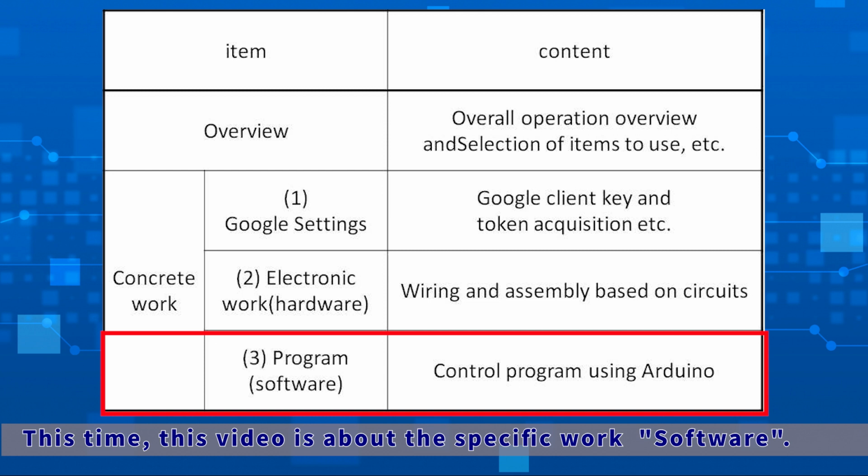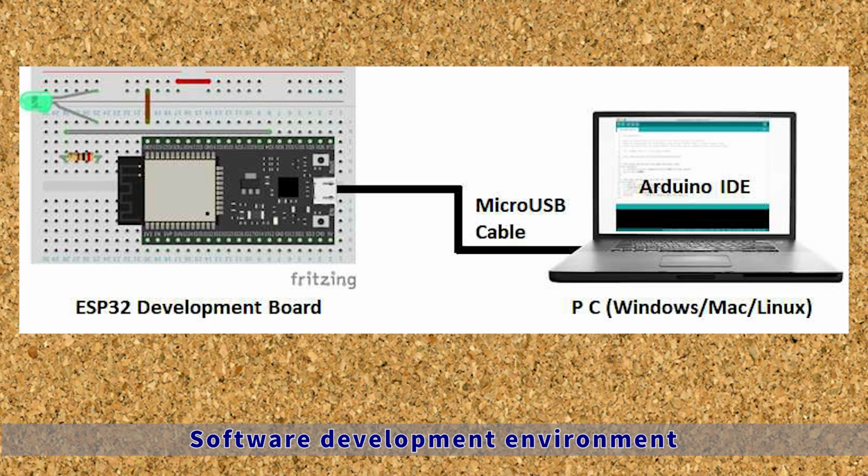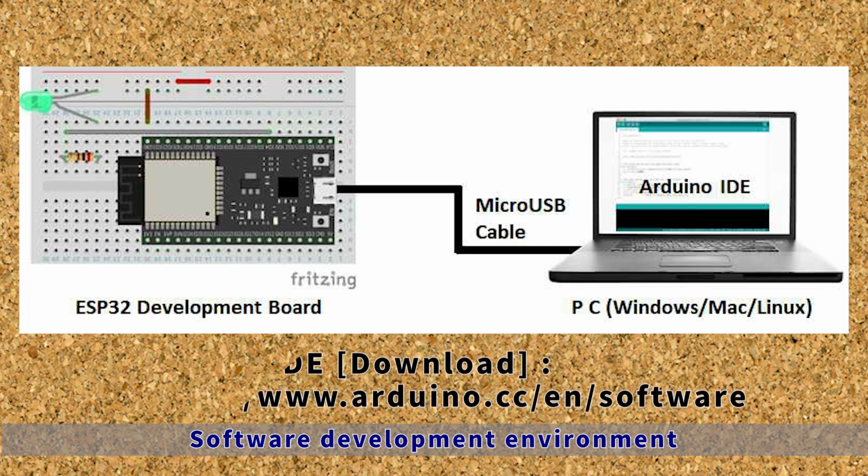The content of the software is a program that connects to Wi-Fi at startup, acquires images with the camera, and saves images to Google Drive using the Google Cloud API. As for the development environment, we will use Arduino to create programs. The Arduino IDE for this development environment software can be downloaded from the Arduino official website.